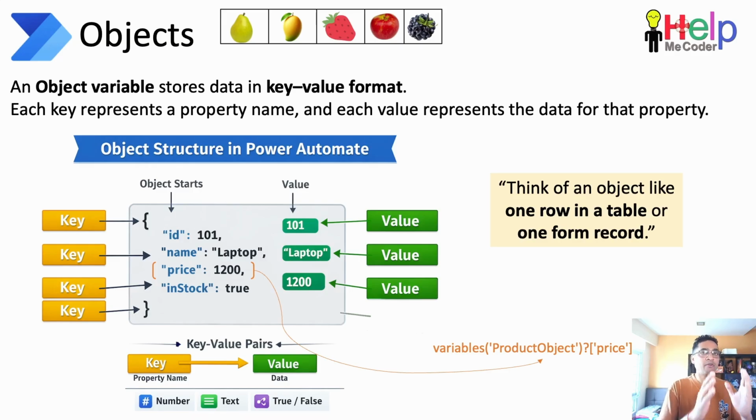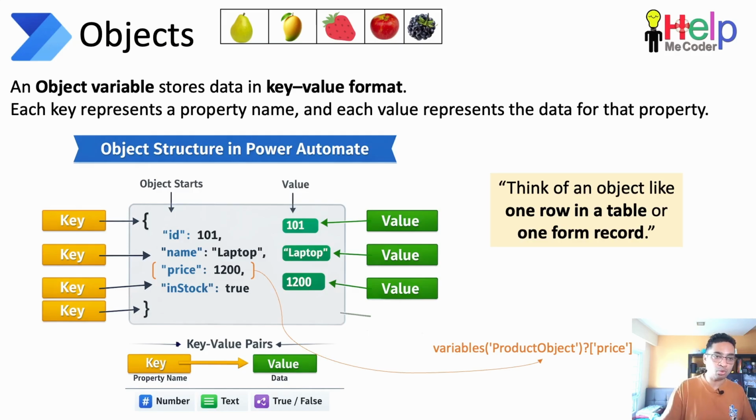Now the key, when you define the name of the key, you always enclose it within double quotes, like you see over here, where we are enclosing ID in double quotes, name in double quotes, price and in stock in double quotes. So you always enclose it in double quotes.